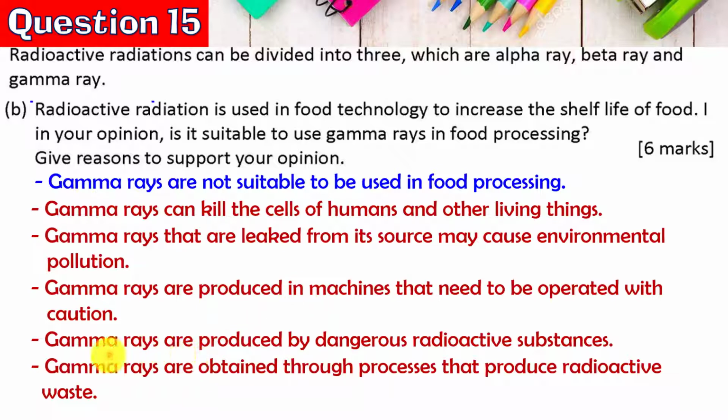Number 4, gamma ray is produced by dangerous radioactive substances. It is produced by nuclear fission, so that is one of the dangerous radioactive substances. Last one, gamma ray is obtained through a process that produces radioactive waste. Okay, these are all the disadvantages of using gamma ray in food processing.